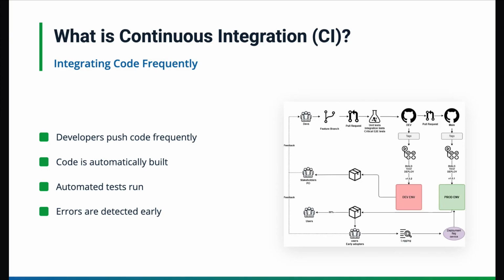Now let's break down CI/CD into two parts. The first one is continuous integration, or CI. CI means developers integrate their code frequently into a shared repository. Every time code is pushed, an automated process starts. This process builds the code and runs tests to check if everything is working. If something breaks, the team finds out immediately. CI helps catch issues early when they are easier and cheaper to fix. This is why CI is important in modern software development.